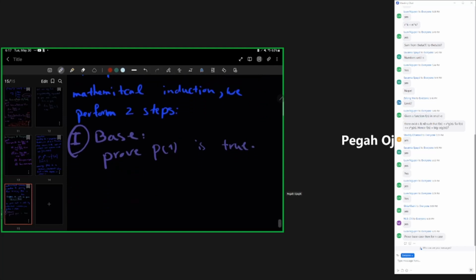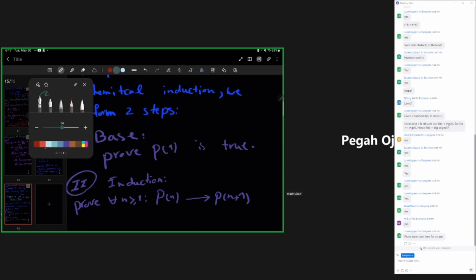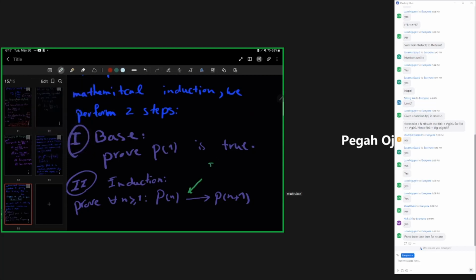And then I need to do the second phase, which is going to be induction. What does induction say? It says prove for all n greater than 1, P of n shows that P of n plus 1 is true. We call this part the induction hypothesis.